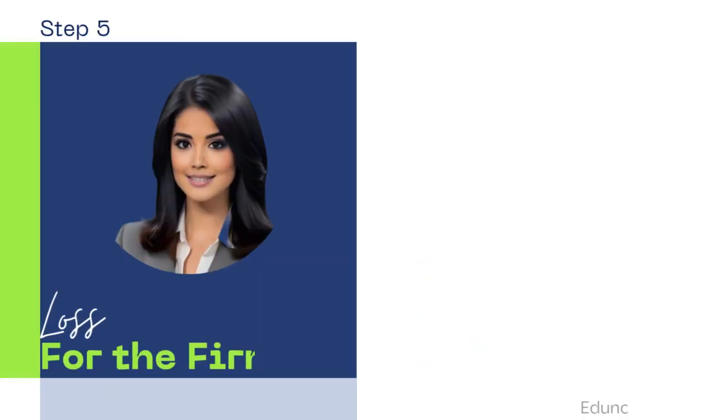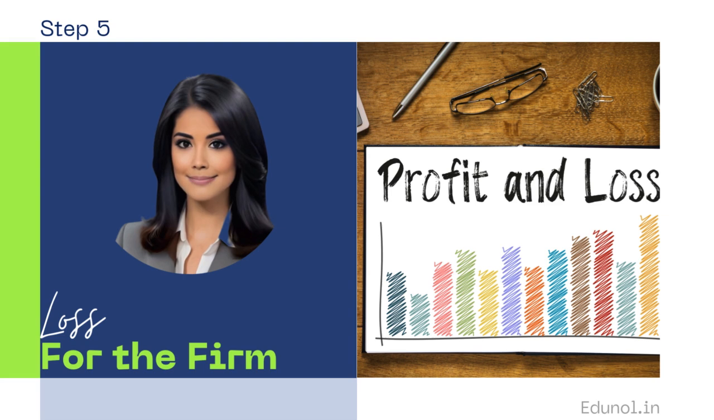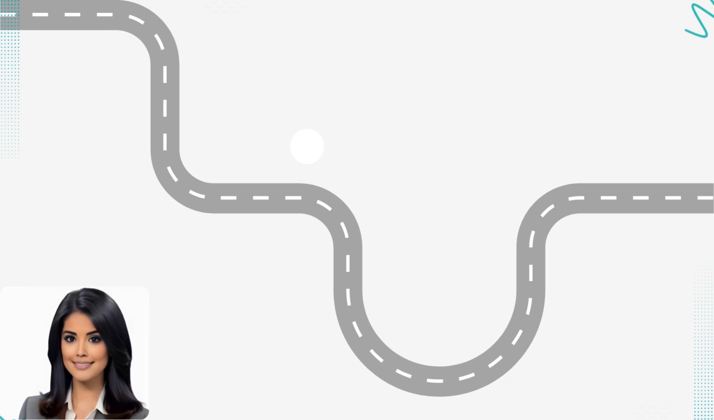Bad debt is a loss for the firm. This is charged to the profit and loss account. It is shown on the debit side of profit and loss account. Now we have understood the meaning of bad debts. Let's move to understanding the meaning of provision for bad debts.